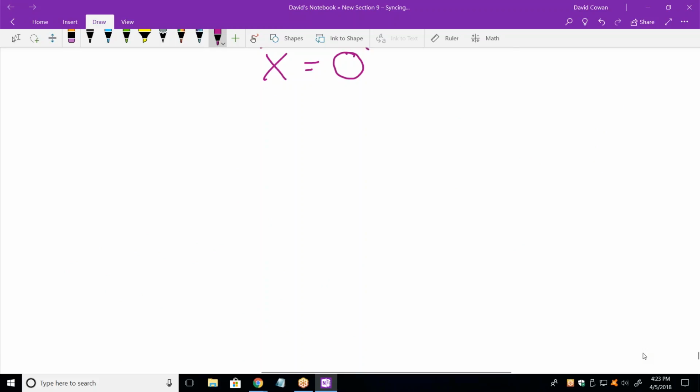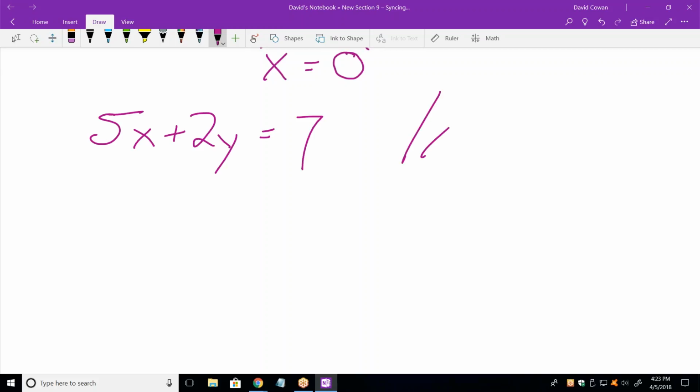What else we got? All right. So now we have, for each of the following equations, indicate whether its graph would be a line or parabola. Okay. So the first one, A, is 5x plus 2y equals 7. That is linear. So it's a line?